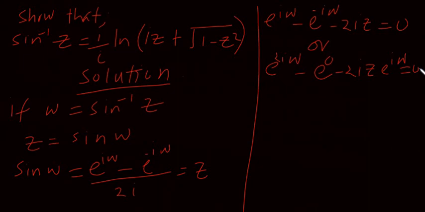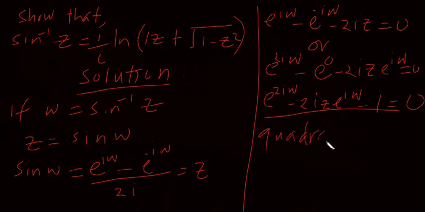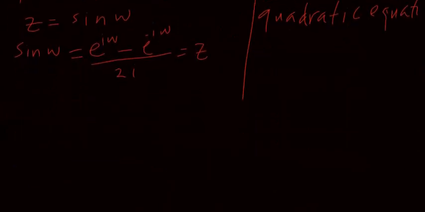Yes. Now remember the law of indices: any number, say 100 or a million, raised to 0 is equal to 1. So this implies that we have exponential 2iw minus 2iz exponential iw minus 1 is equal to 0. Now this one becomes like any other quadratic equation. The most appropriate way to solve this quadratic equation is to use the quadratic formula.